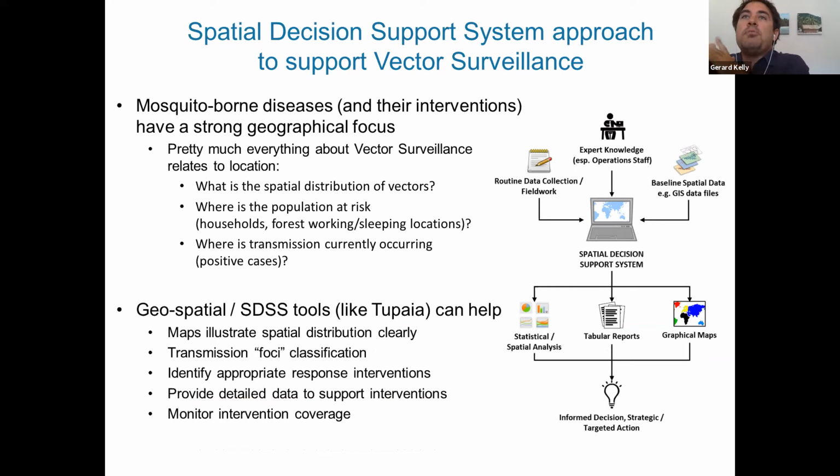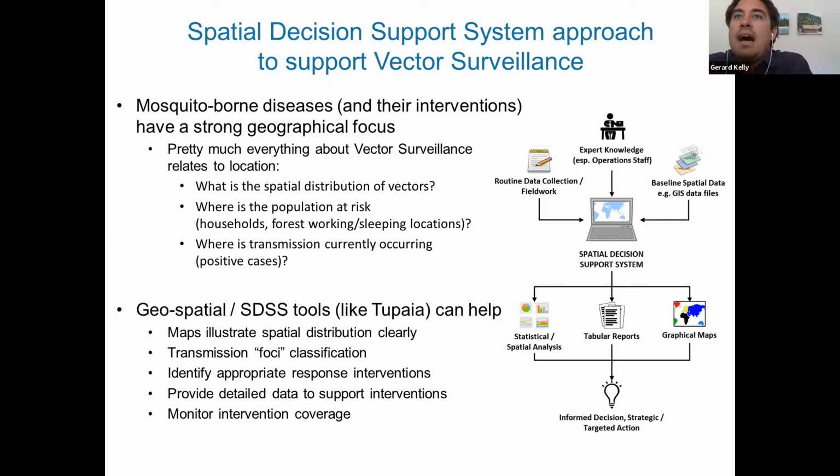So I just wanted to talk briefly about a spatial decision support system approach to vector surveillance. This is some of the work that I was doing in Solomon Islands and Vanuatu when I met Michael and Ez, and have been involved with ever since, really. Basically, what is a spatial decision support system? It is essentially Tupaia. It's a computer-based system that incorporates a wide variety of information to help us make informed decisions when we have a geographic focus to it.